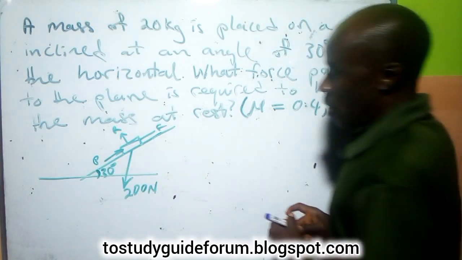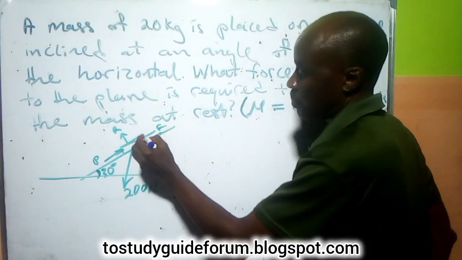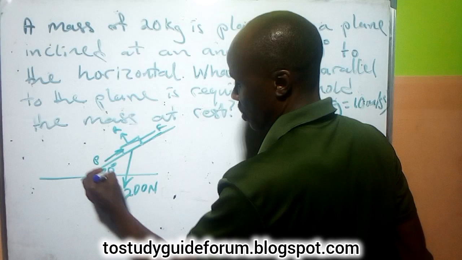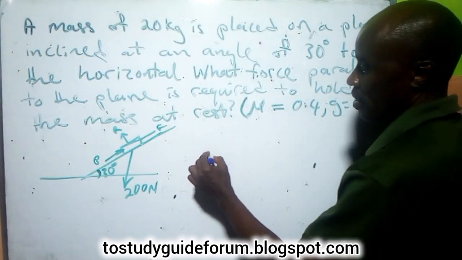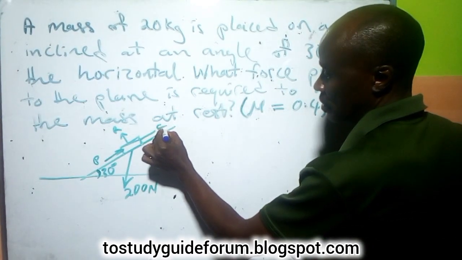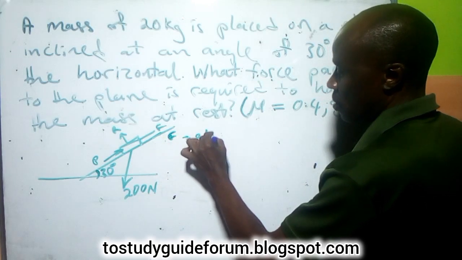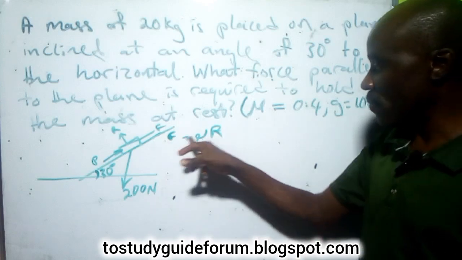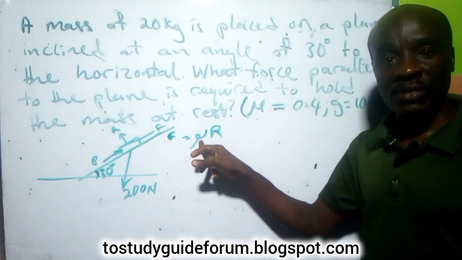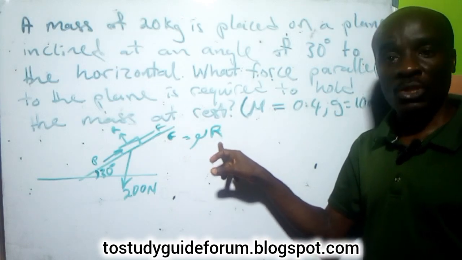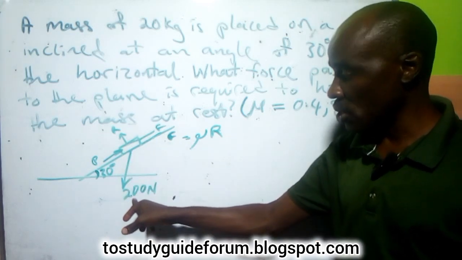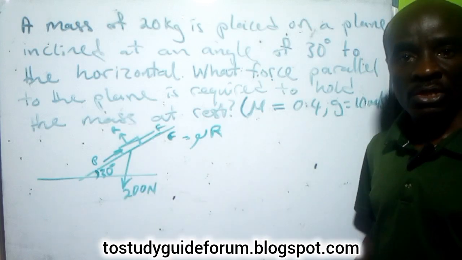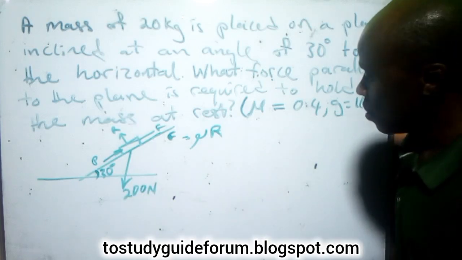Already normally under this condition, we know that if we resolve all these forces here, we have another force. This F will be coefficient of static friction times normal reaction, which is this. And normal reaction is always equal to this. But now, because it's an inclined plane, we resolve it considering the angle of inclination. So what do we have here?